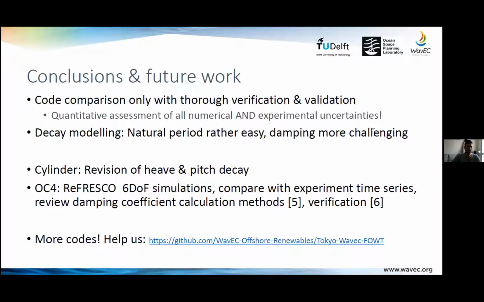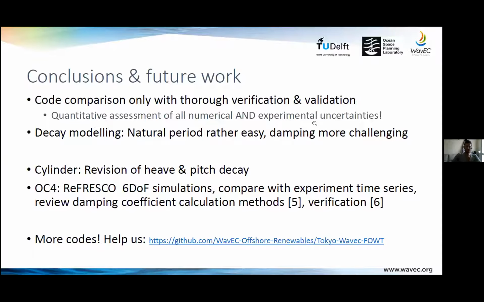Now, for the OC4 calculation, we need to complete the 6 degree of freedom simulations for ReFRESCO. There is currently an issue with the mooring module that cannot handle it, so we will have to implement it and compile it anew. And then we have to compare with the experimental time series, and there we are in contact with Tokyo to get the time series. Then we can apply the same calculation method for the damping coefficients, because if we don't apply the same method, then of course we are introducing uncertainties that we cannot even estimate.